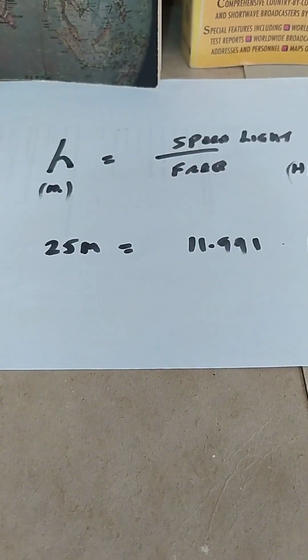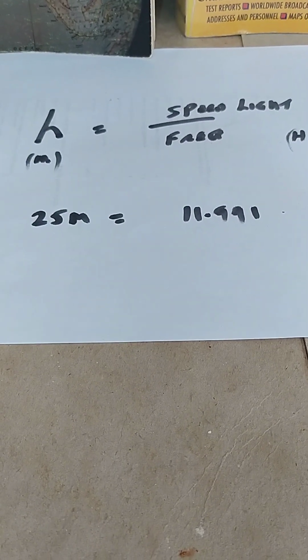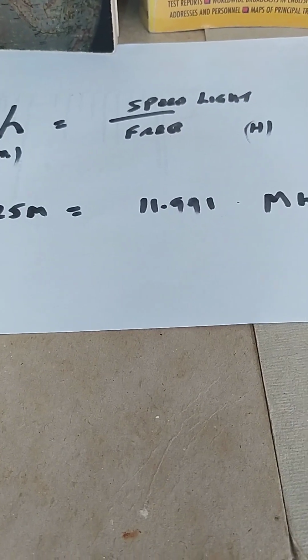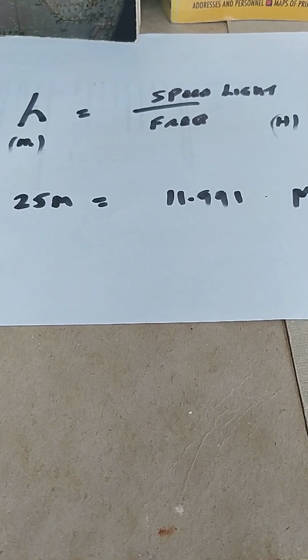So that's basically the definition behind it. And the formula, if you're interested in wavelength, is lambda equals the speed of light divided by the frequency. Here's an example. For instance, the 25 meter band would be approximately 11.991 megahertz. So that's exactly 25 meters.